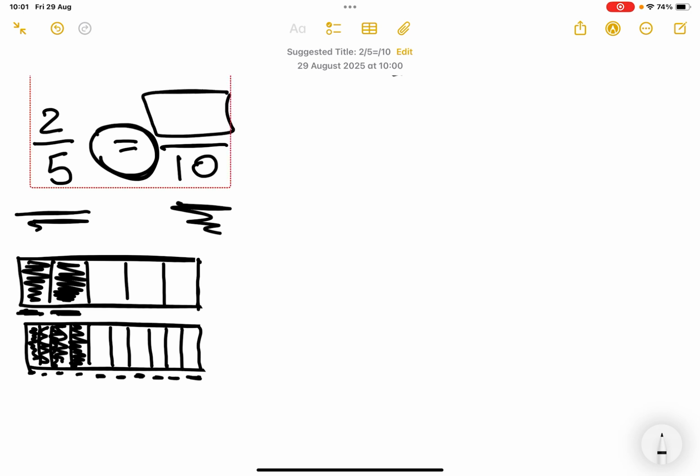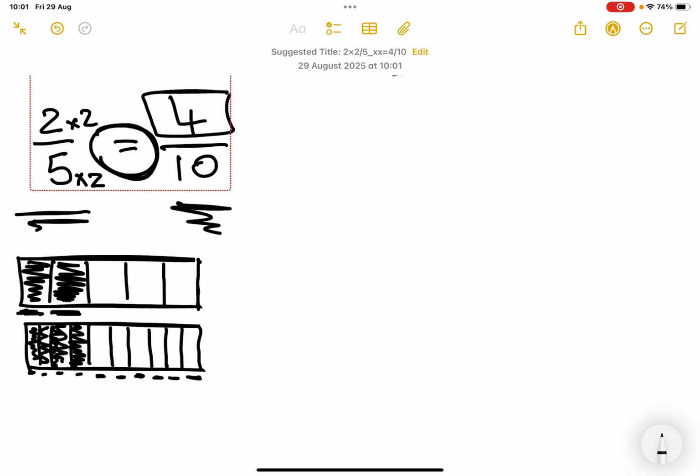So if I have a look, 5 times by 2 will give me 10. So I multiply it by 2. And what I do to the bottom, I do to the top. So 2 times 2 will then be 4. Okay, so that is my equivalent fraction.